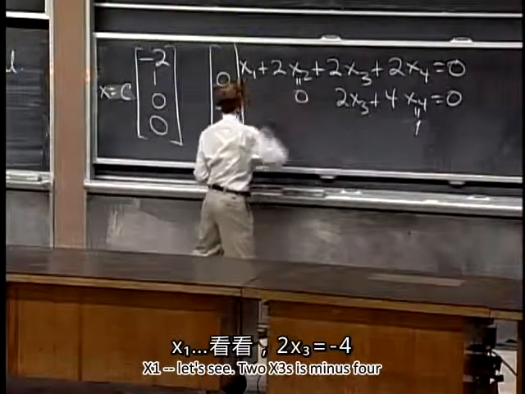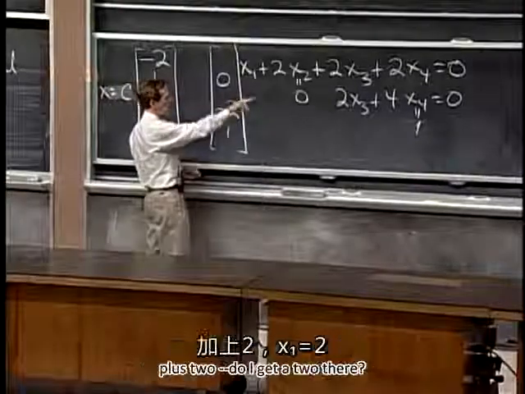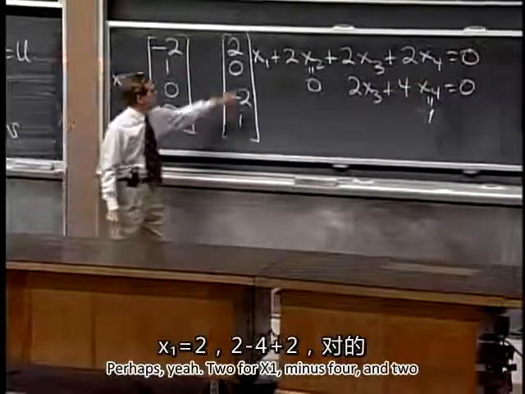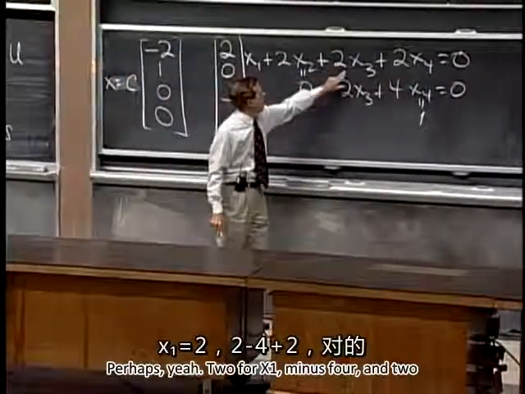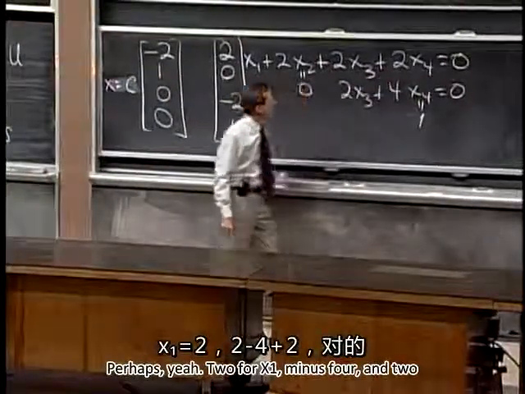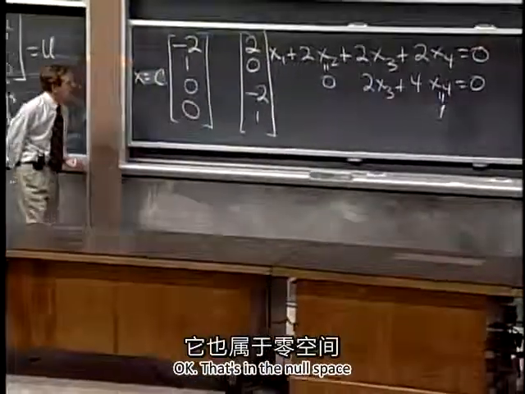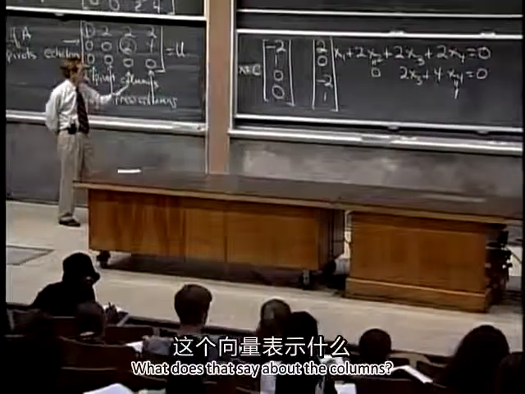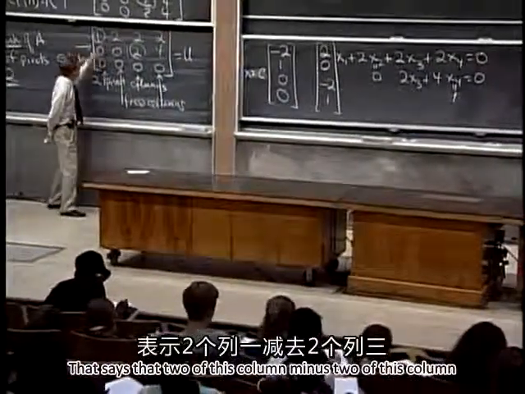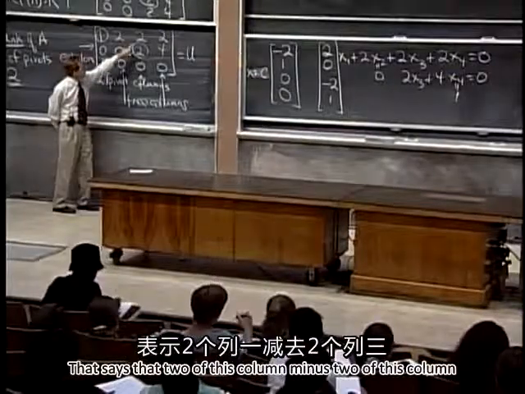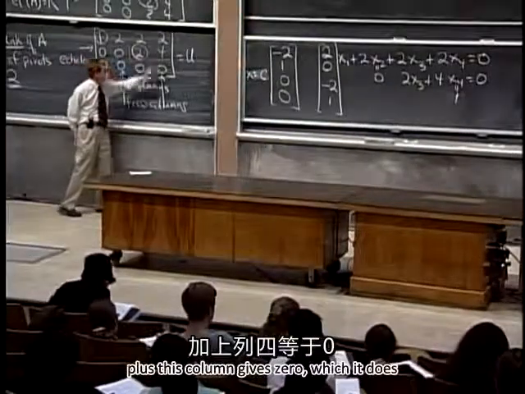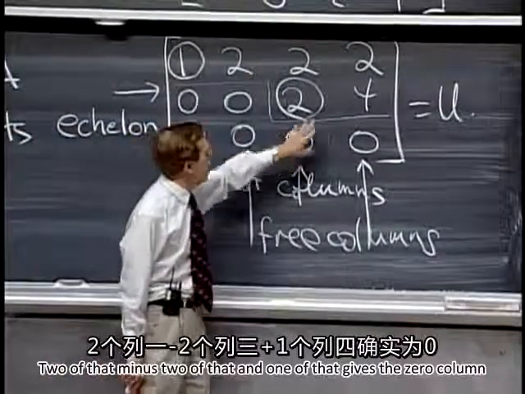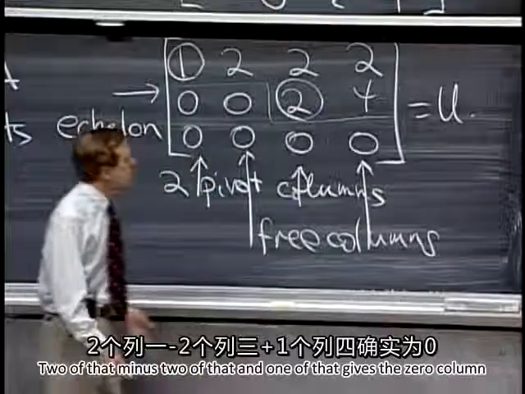x1, let's see, 2 x3s is minus 4 plus 2. Do I get a 2 there? Perhaps, yeah. 2 for x1, minus 4, and 2. Okay, that's in the null space. What does that say about the columns? That says that 2 of this column minus 2 of this column plus this column gives 0, which it does. 2 of that minus 2 of that, and 1 of that gives the 0 column.